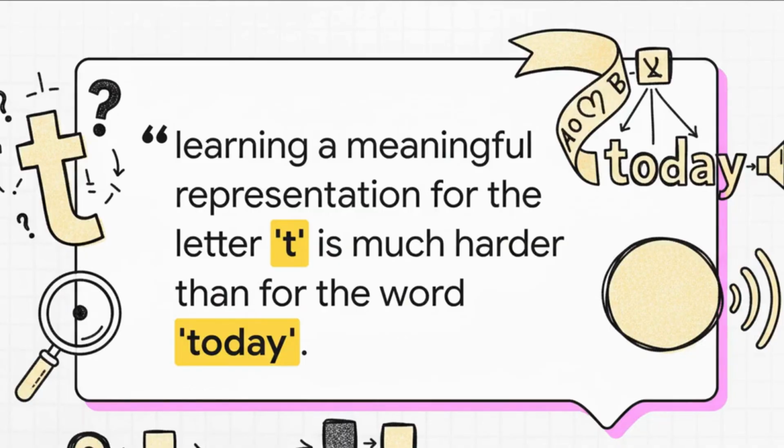And this quote right here, it just nails the other side of the problem. What does it mean? Well, think about it. How would you even begin to teach a computer the meaning of the letter T all by itself? It's almost meaningless without other letters around it. But the word today, that has a solid standalone meaning. The too small approach, character tokenization, it just throws away way too much valuable information.